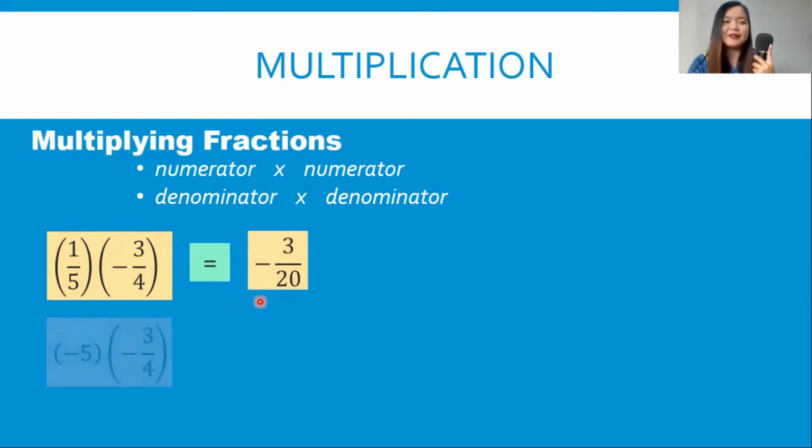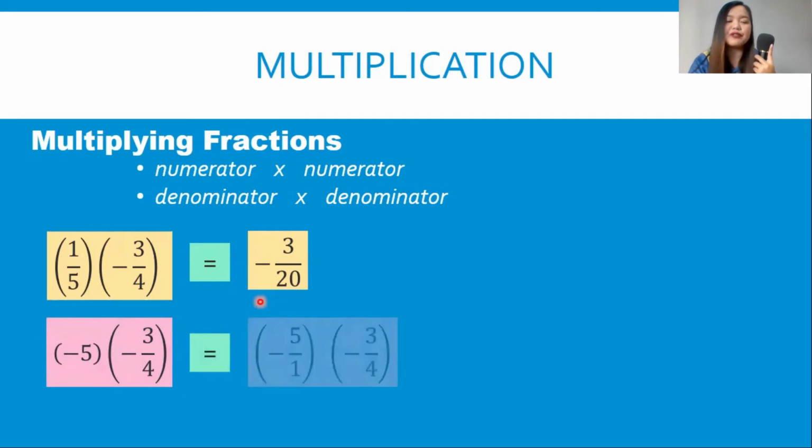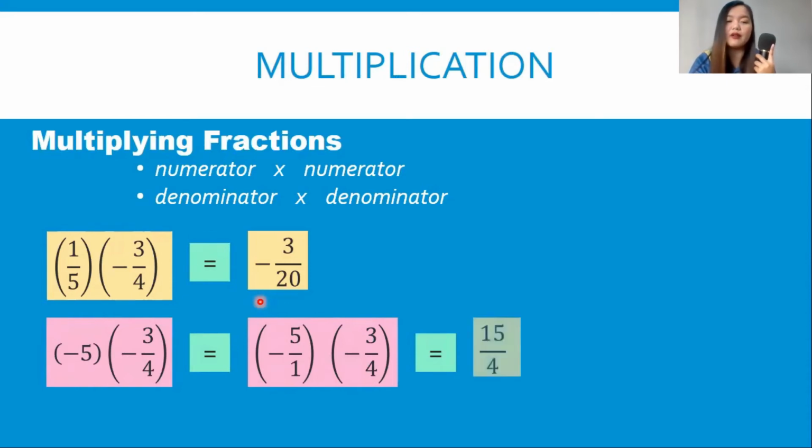Okay. If we also have negative 5 times negative 3/4. We know that for any whole number or any integer, the denominator is always 1. So you have that 1 now, negative 5/1 times negative 3/4. And you have positive 15/4, or as a mixed number, that's 3 and 3/4.